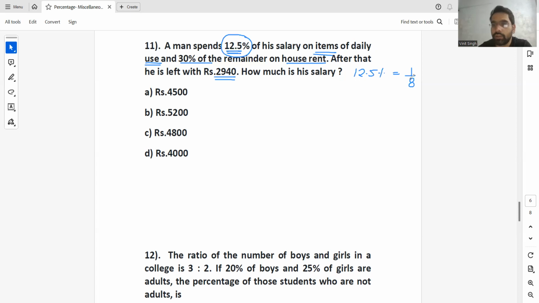Now, in this case, we will take the total income, his salary, in the form of 8, not 100, because if we take 100, then the calculation will become complicated and lengthy. Here we will take the total income as 80x. Now, see, 12.5% is 1 by 8. 1 by 8 of 80x is equal to 10x. And remaining is 70x. After that, 30% of the remainder is 21x. And remaining is 70%, which is equal to 49x.